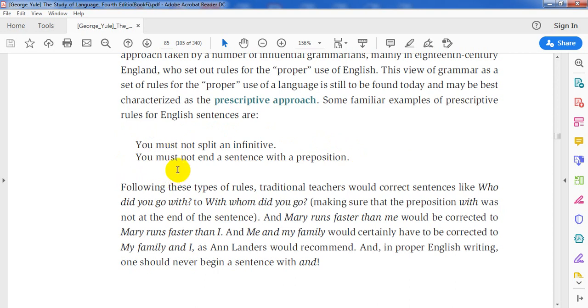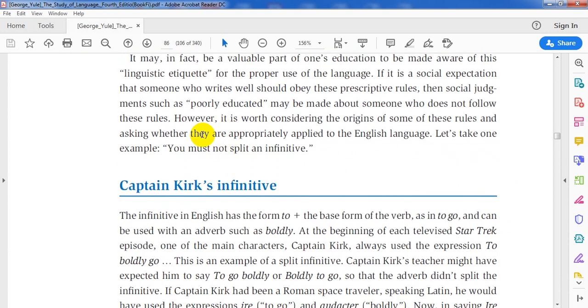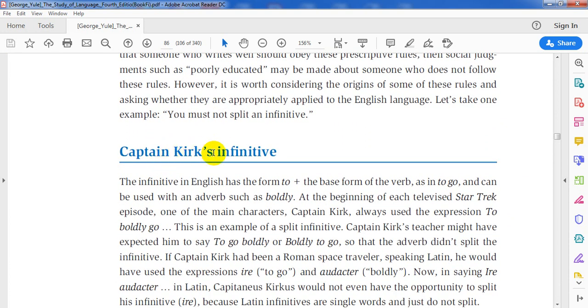And we say that those scholars would regard those who violate those rules as using the English language in a false way, in a wrong way. So we have here another section, Captain Kirk's infinitive.